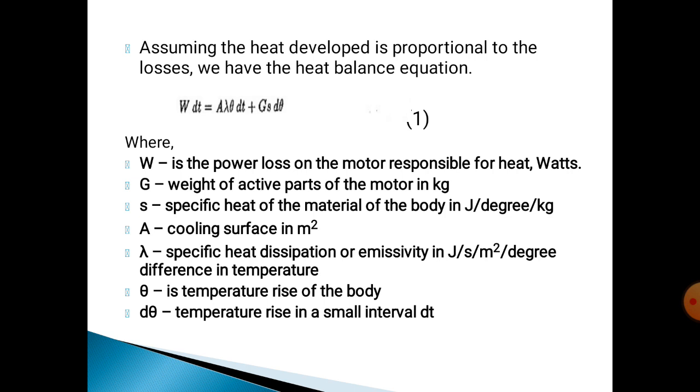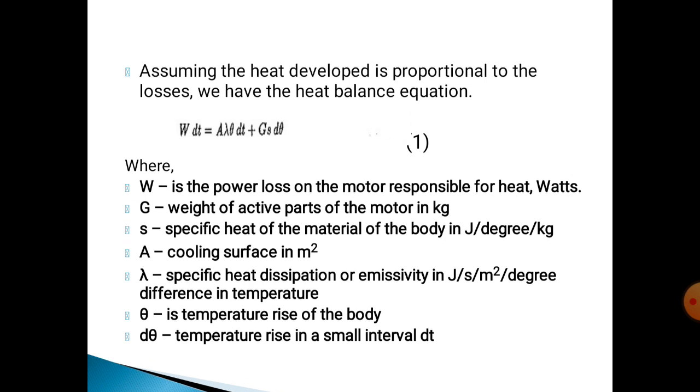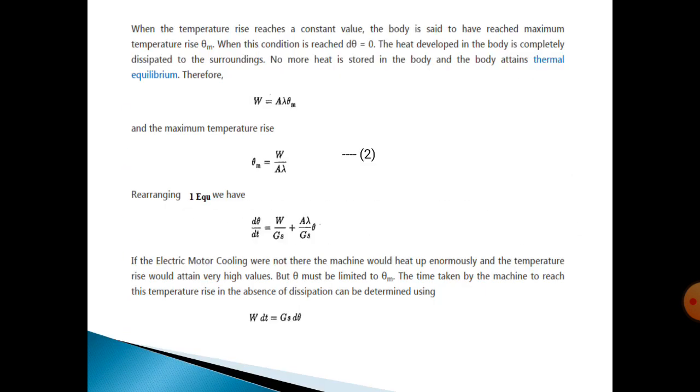Theta is the temperature rise of the body, that means the machine body. D theta is the temperature rise in a small interval dt. This is the basic equation, called the heat balance equation: W into dt is equal to A lambda theta into dt plus Gs into d theta. Next we consider the machine body has reached its maximum temperature rise theta m. When this condition is reached, d theta is equal to 0. We have considered the value of d theta equal to 0.